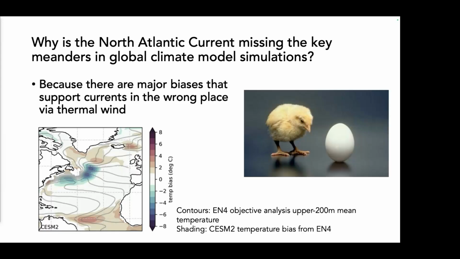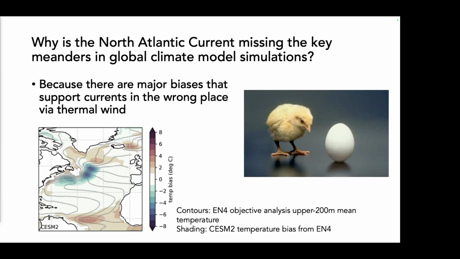I've just taken you into a big chicken and egg question, right? I said the reason you have biases is because the Gulf Stream and the North Atlantic Current are in the wrong place. And then I said the reason you've got the North Atlantic Current in the wrong place is because the biases are there. You can use geostrophic dynamics like thermal wind to explain that these two things must be locked together. So this presents the possibility for a lot of positive feedbacks between the sea surface temperature field and the Gulf Stream getting it right.